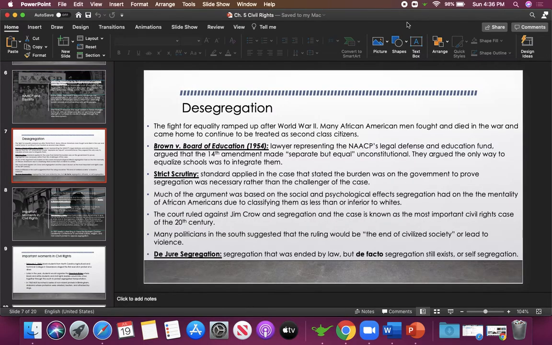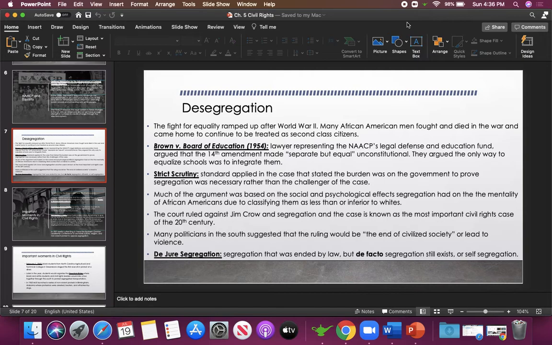And then, of course, Brown versus the Board of Education is considered the most important case in American history in the 20th century. Most of you have heard of it, but let's look at the circumstances that lead up to this. This is post World War II, so this is 1954. And many men are returning to the country after fighting in World War II.